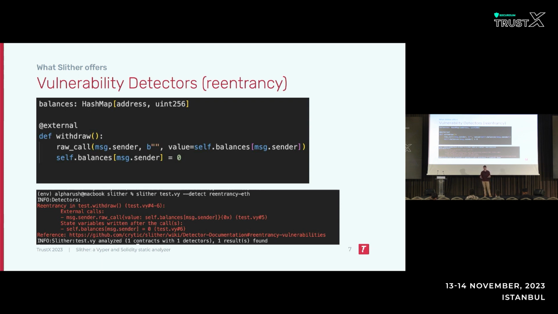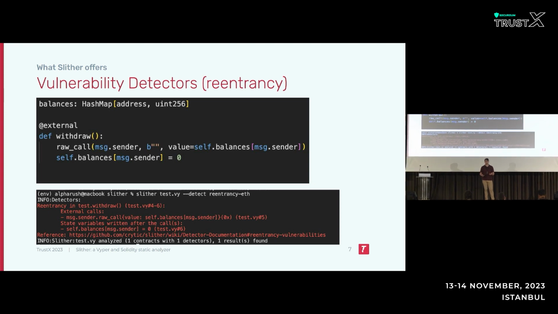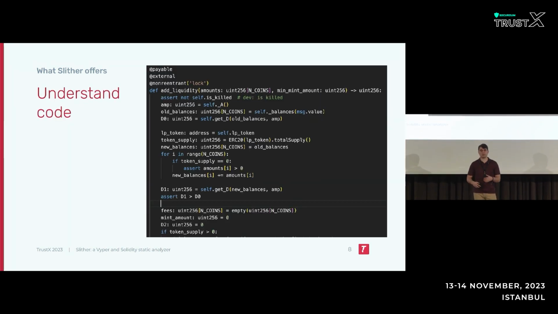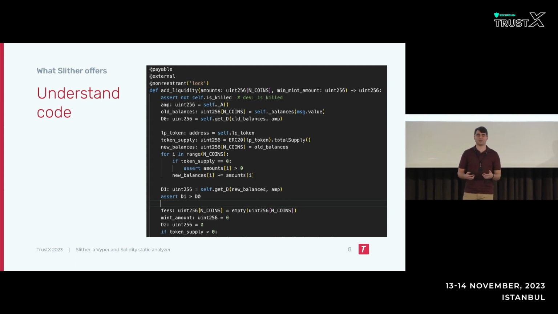This is just one of the many detectors of the 90, a sort of last line of defense: after you've tested and reviewed your code, you can also automatically check it for really critical vulnerabilities. And this is not the only one. Reentrancy is pretty well known, but there are 90-something other detectors that you can run as well.